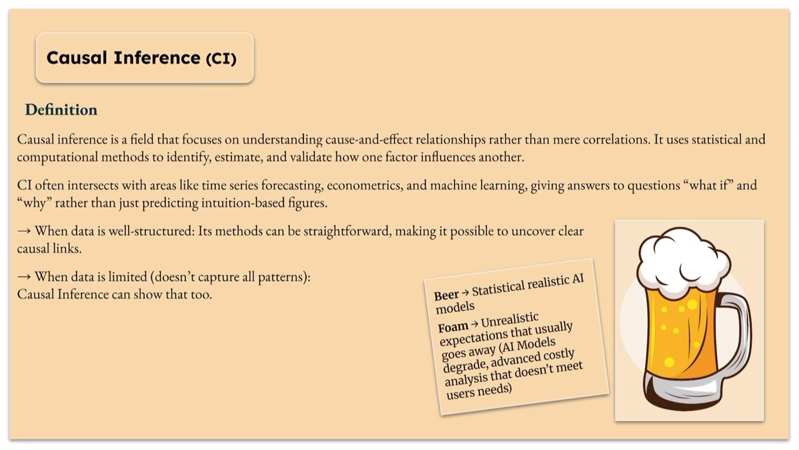When dealing with data that's well structured and labeled, we find that the methods of CI are actually straightforward, making it possible to uncover clear causal links. And when the data is limited, meaning it doesn't capture all patterns, causal inference can show that too.